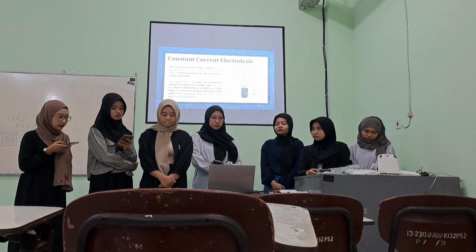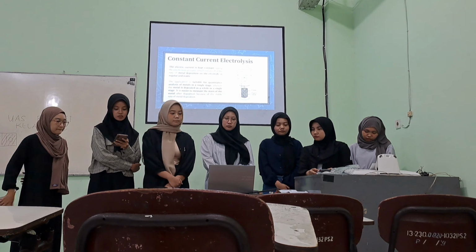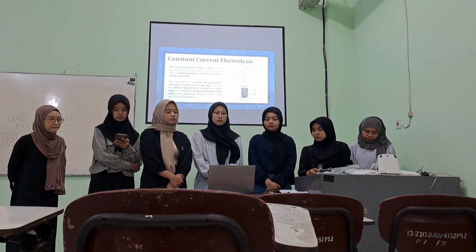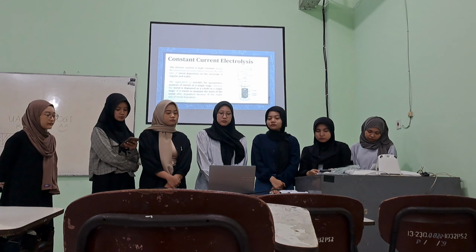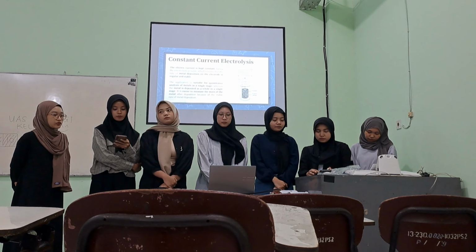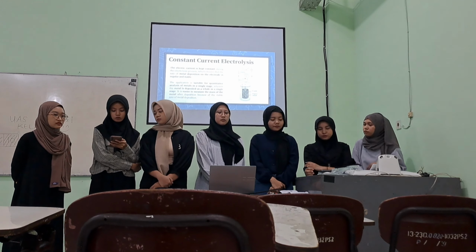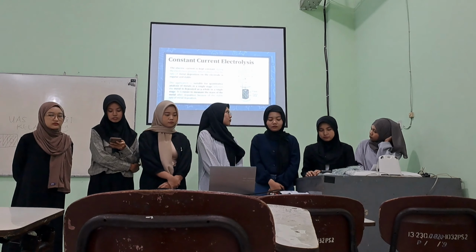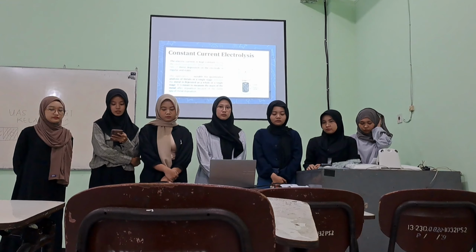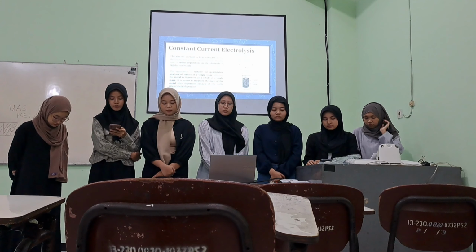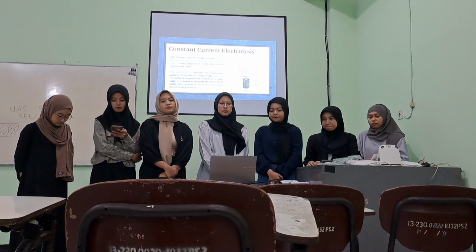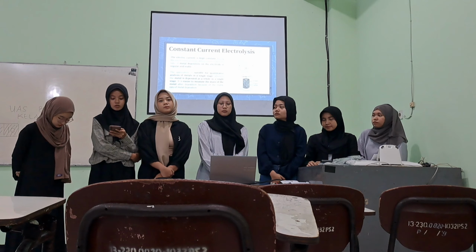Next is constant current electrolysis. Constant current electrolysis is an electrolysis process in which the voltage is maintained constant throughout the process. This is done to ensure the right condition for the reduction of a particular metal ion and to prevent the precipitation of other metals with lower reduction potential.